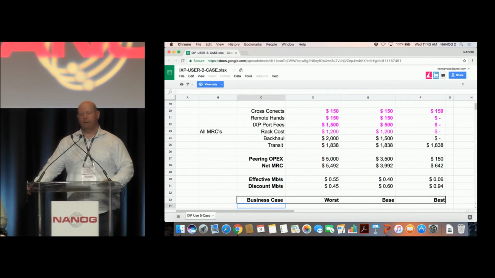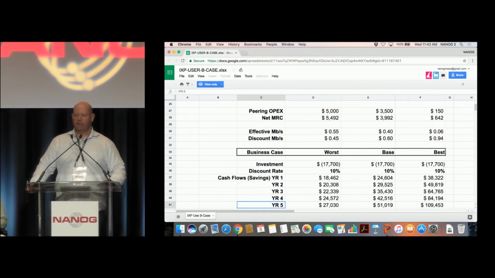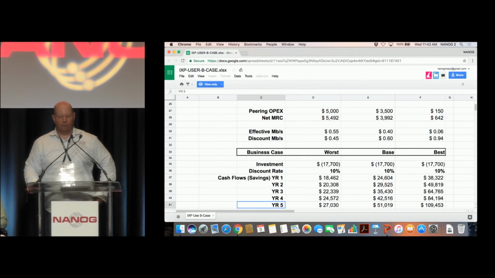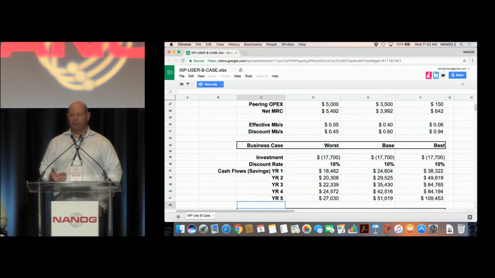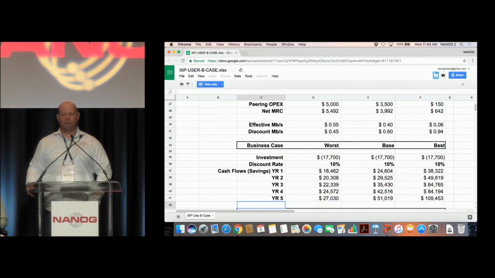So there's our appearing OpEx. There's our net monthly recurring expenses, a function of OpEx and depreciation. And here's our NPV calculation. So NPV is looking at cash flows based on the discount megabit that I explained previously. It takes into account the discount rate, the expected yield. That's going to be different for every company.